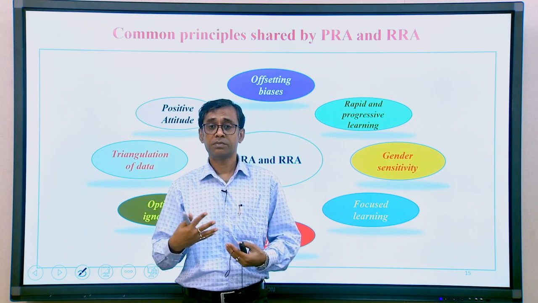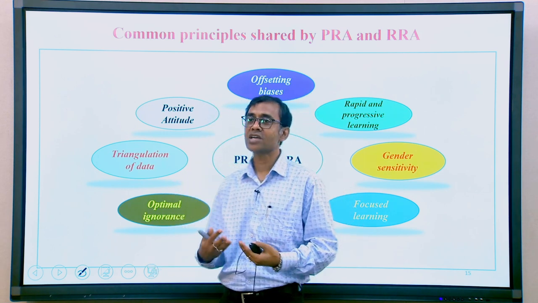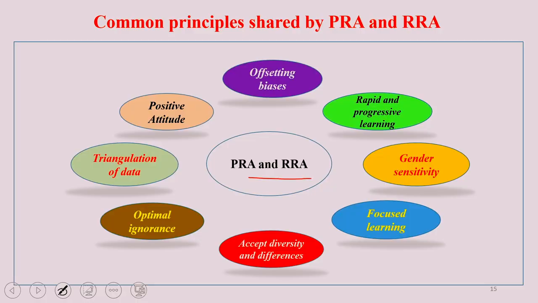Now, the common principles between these two techniques are very important for us to know. For PRA and RRA, the common principles are offsetting biases, because that's one of the challenges that we face in this kind of exercise. Rapid and progressive learning, both sensitize and give respect for gender sensitivity. Focused learning, in both cases it accepts diversity and differences. Optimal ignorance, because it is important also for this kind of exercise, you know, not to know something. If you find that everybody is knowing everything, then there is something wrong. So, optimal amount of ignorance is also important, and triangulation of data, positive attitude. These are a few common principles that we find in case of both PRA and RRA.